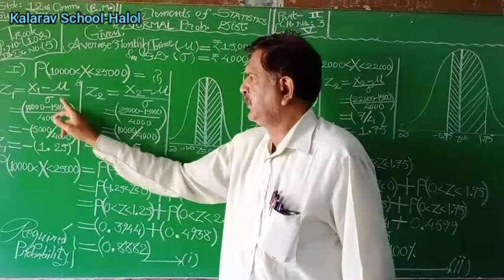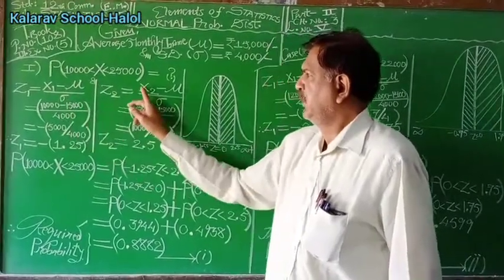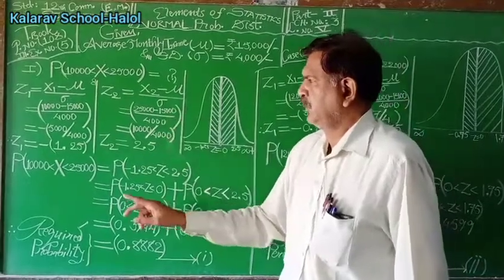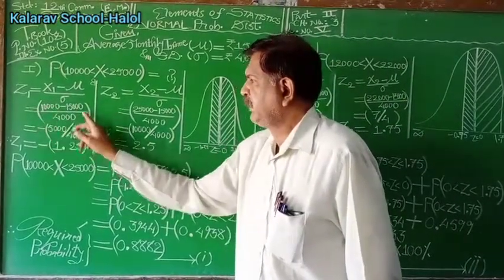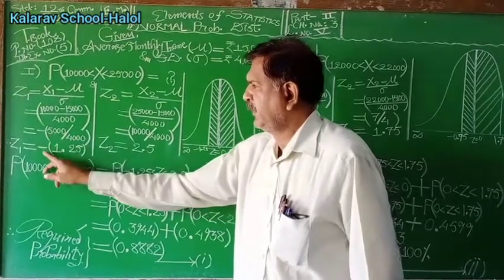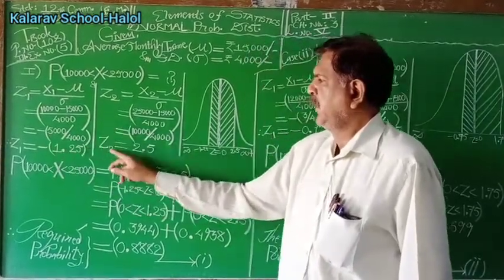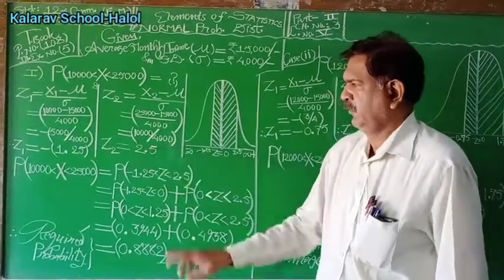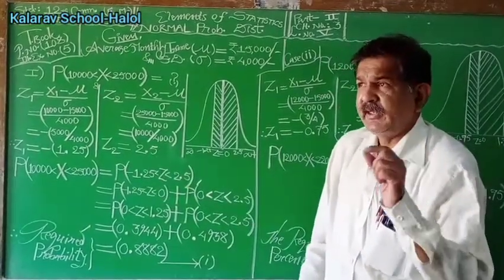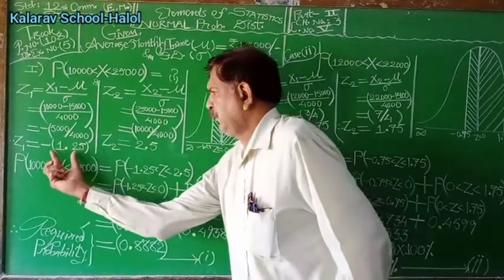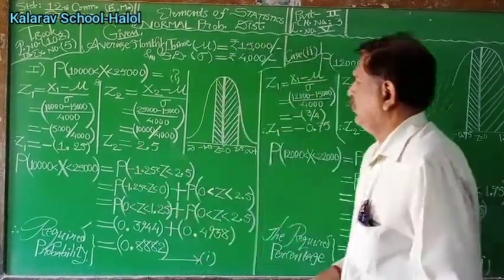x1 is 10,000, mu is 15,000, sigma is 4,000. For x2, 25,000 minus 15,000 upon 4,000. This simplification will give the answer as minus 5,000 by 4,000, means minus 1.25. And the value of z2 is 10,000 upon 4,000, means 2.5. The area between minus 1.25 and 2.5.